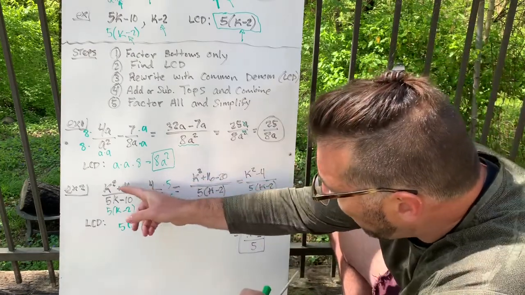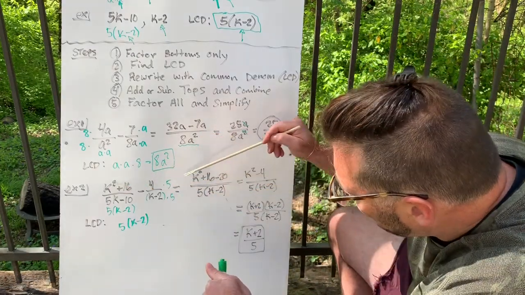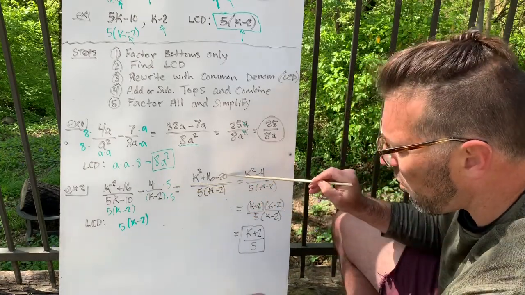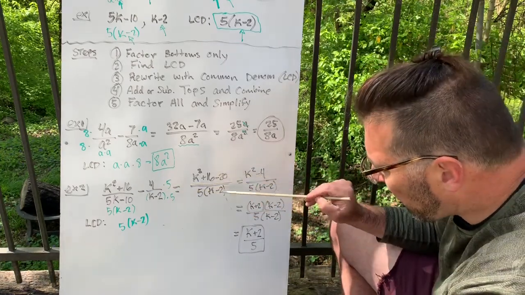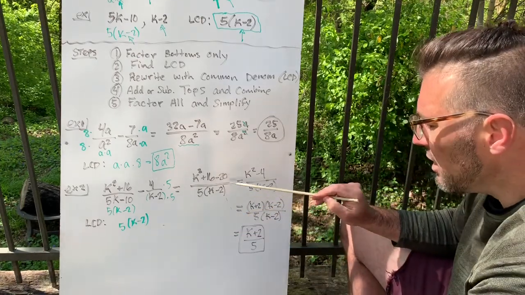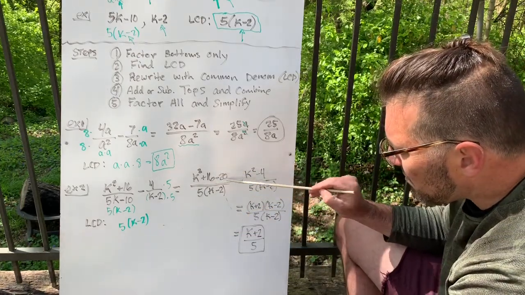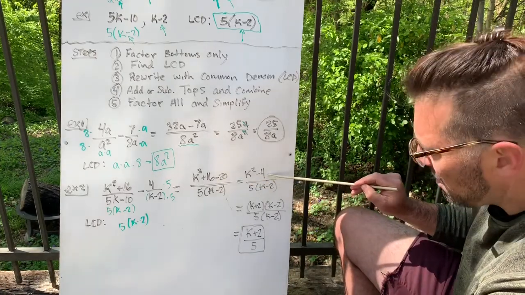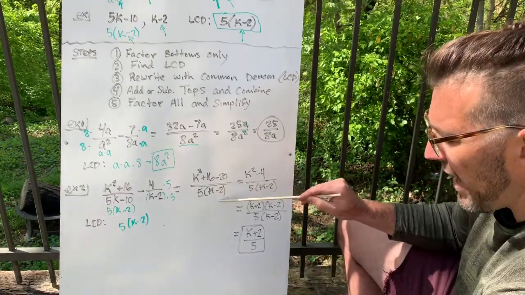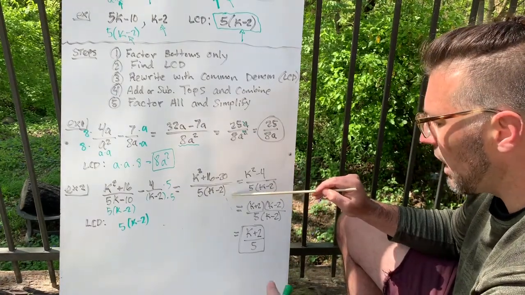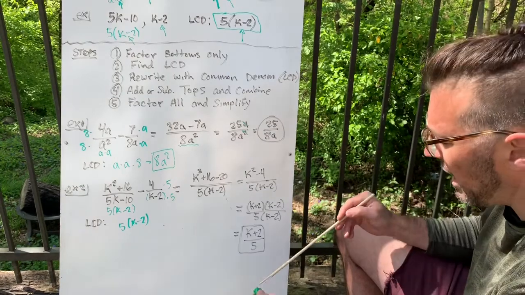So now when I combine, I get k squared plus 16, that one doesn't change, minus 4 times 5, which is 20, all over the same denominator, right? So now I can combine my like terms. 16 minus 20 is negative 4. Notice I just left this LCD in factored form. Do not distribute this because we want to see if something will cancel.